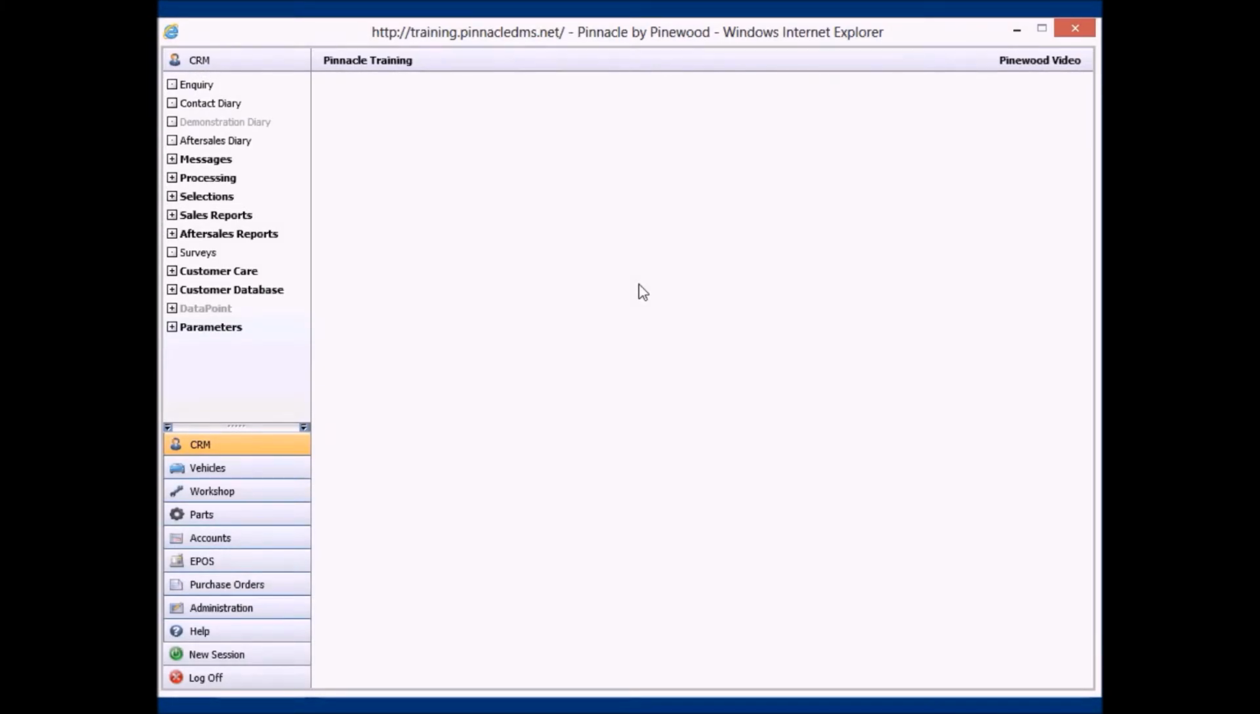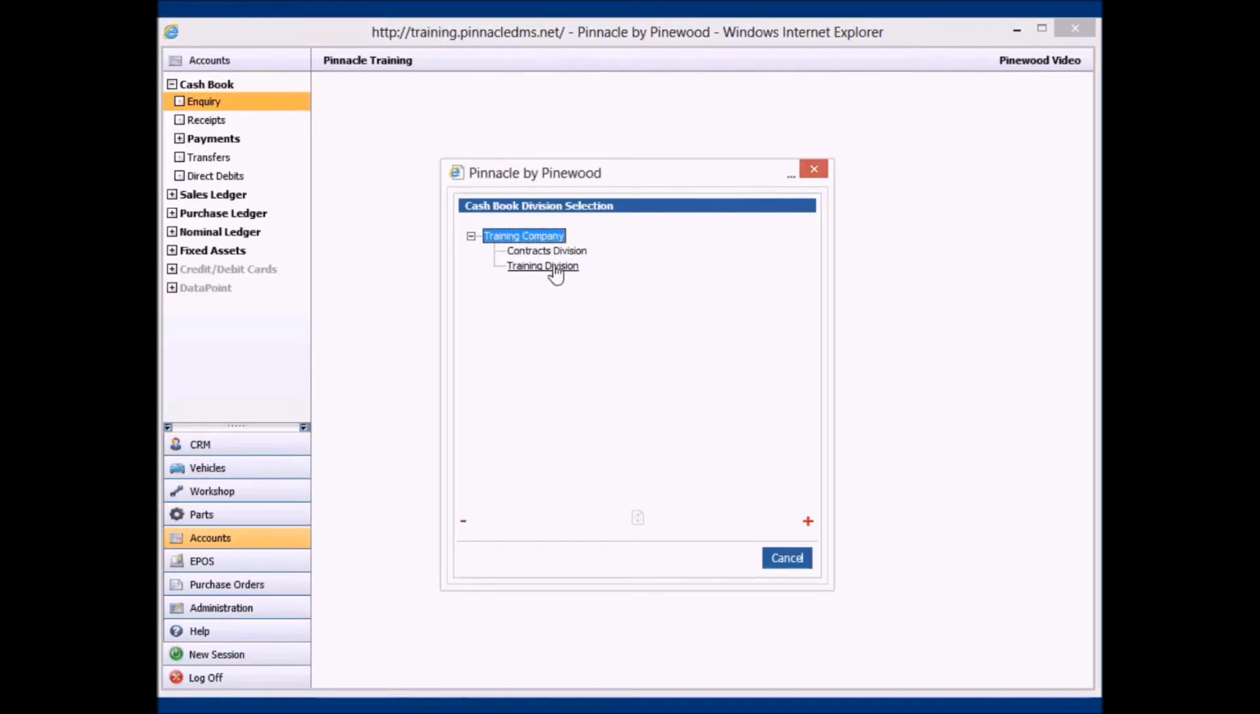The following presentations have been designed to provide a comprehensive understanding of the accounting functions that exist in Pinnacle. In this presentation, I will be providing a brief overview of the available accounting functionality you can expect to see in following presentations. Within the Accounts module, we'll be looking at the cash book and the inquiry screen where we can see our bank accounts.